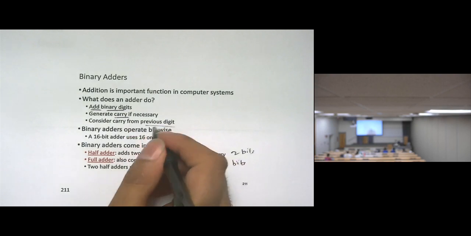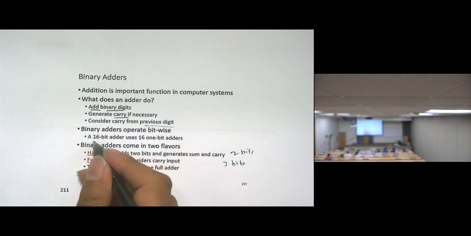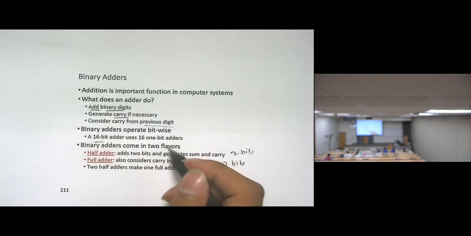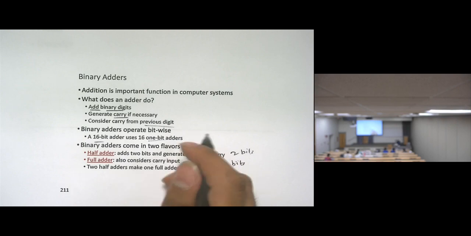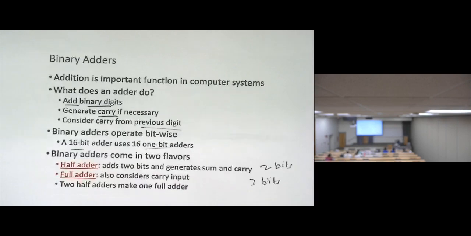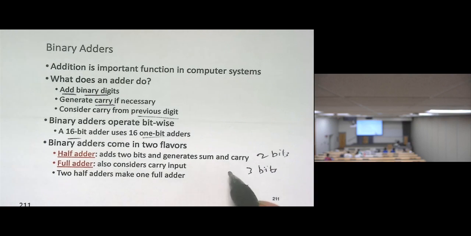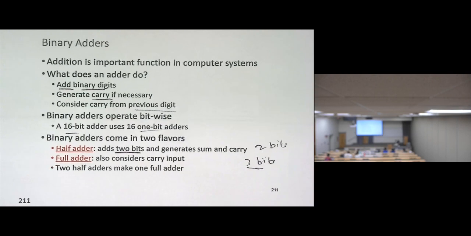And we can consider the carry from the previous bits. So for binary adders, we can use, for example, 16-bit binary adders, or 1-bit binary adders. It's up to the function. Most likely we have two types: half adders and full adders. Half adders are used when we add 2 bits together. Full adders are used when we add 3 bits. Okay?